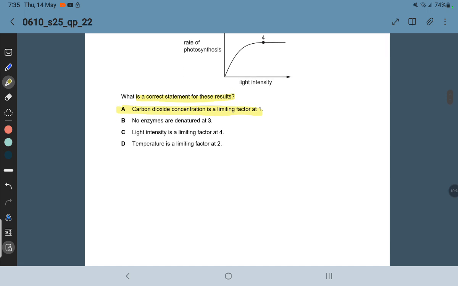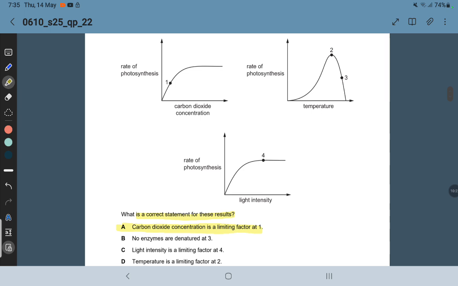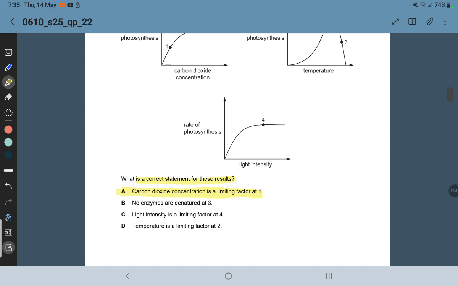Carbon dioxide is a limiting factor at 1. Yes, because as the carbon dioxide concentration increases, the rate of photosynthesis increases, as carbon dioxide is a limiting factor. Can you proceed to the next choice?